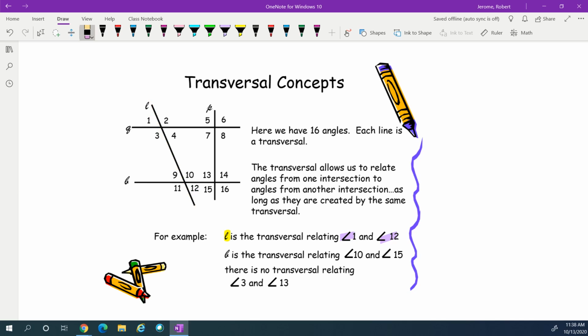This is really important. For angles 10 and 15, find them, 10 and 15. Now, they're in different intersections, so we're looking for the line that connects the intersections. And we can see that it's line B.